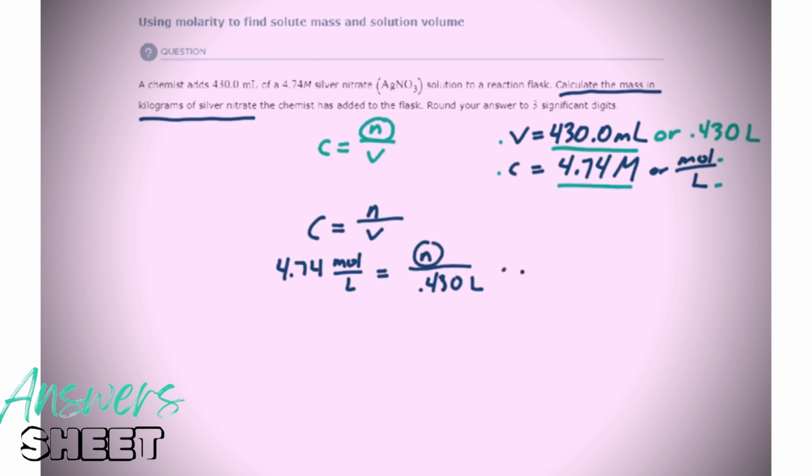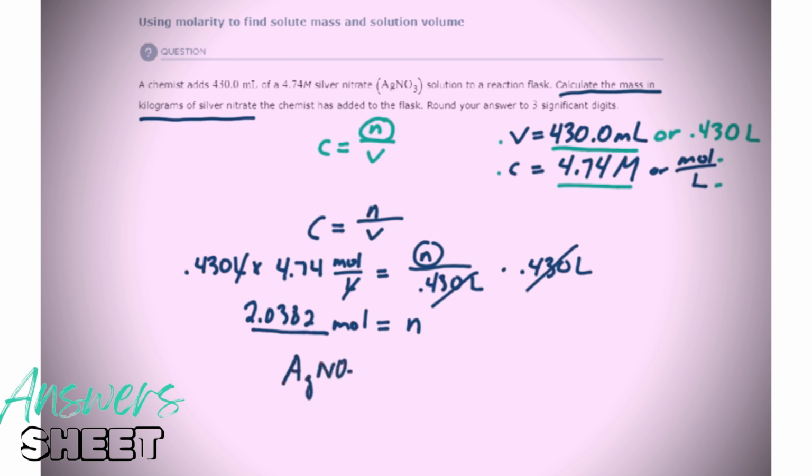I multiply both sides by 0.430 liters, cancels out here, and I multiply this side by the same thing. And look at our units. Liters is now going to be canceled out, and the units of my answer for N will be some value moles. So when I do the math and I multiply 0.430 times 4.74, the number of moles of solute that I get is 2.0382, non-rounded. That many moles of solute, and what is our solute?